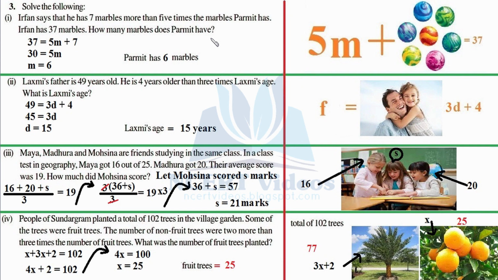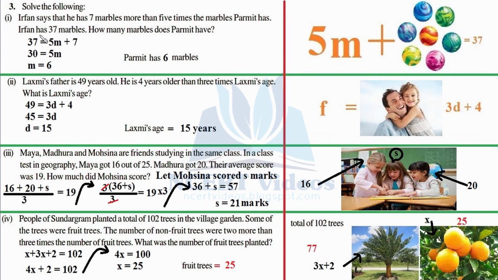So let's assume Parmeet has m marbles, which we have to find now. Irfan has 37 marbles, so we wrote 37 here. Now Irfan says that he has 7 more marbles, that is, we'll have to add 7 to 5 times of m. So 5 times of m plus 7 gives you 37. So this is your required equation.